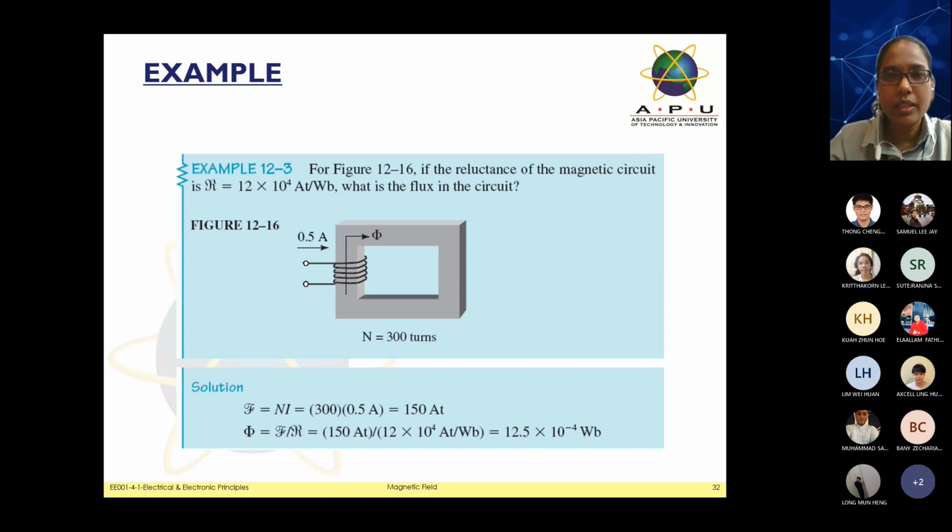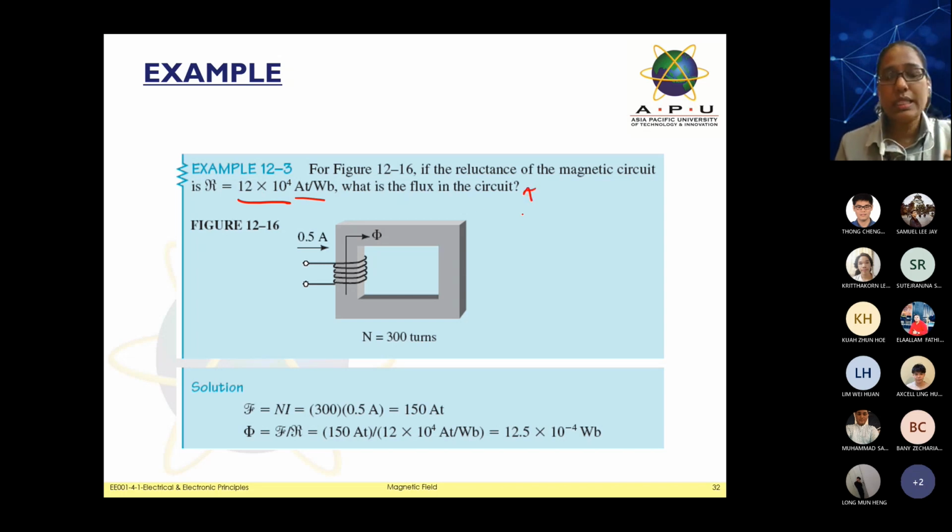Okay, let's go on with the points they're giving you here right now. The inductance of the magnetic circuit, as they defined it, has a value of 10 to 12 times 10 to the power of 4, using the unit AT per Wb. And what is the flux in the circuit?